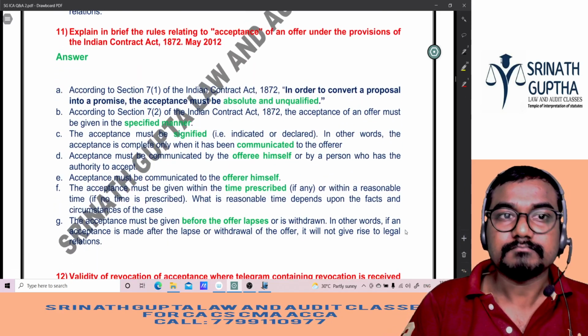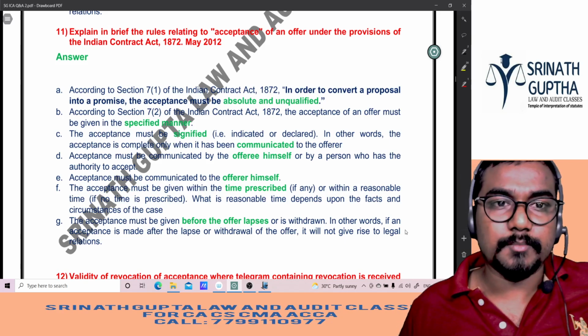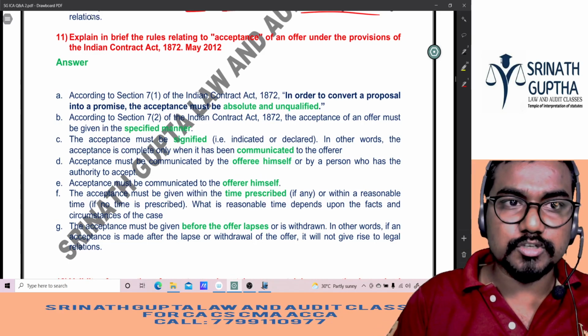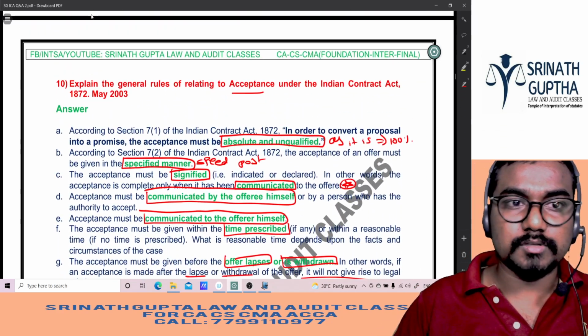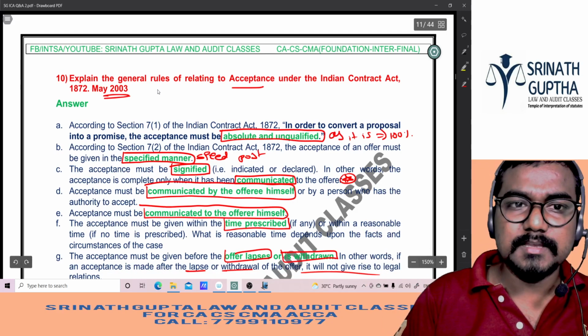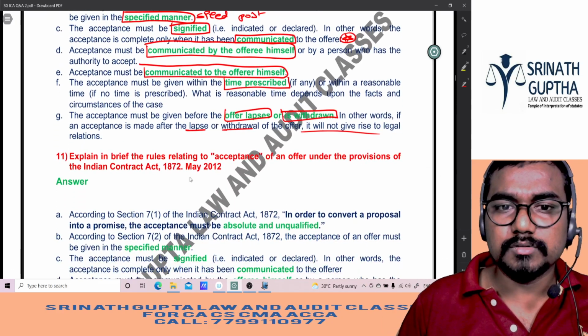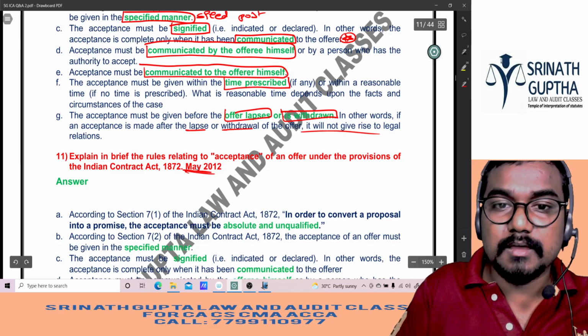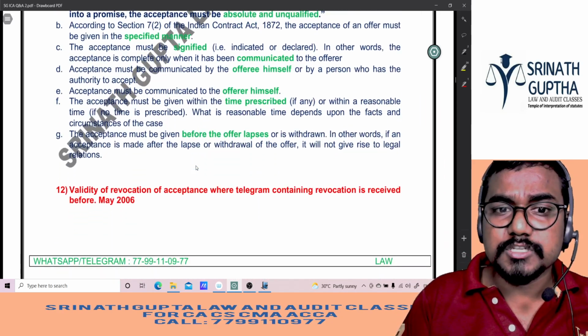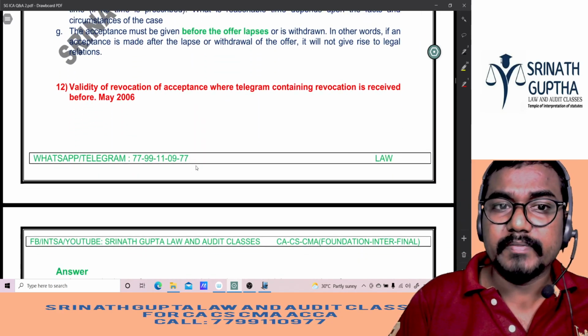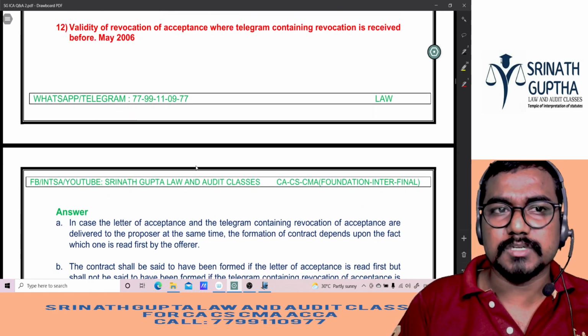समझ में बेटा? Next, same question, beta. This question was asked as the 10th question in the year 2003, so many years back. The same question appeared in 2012: essentials of valid acceptance. So questions are repeating, no, beta? That's why, beta, do the previous exam questions.